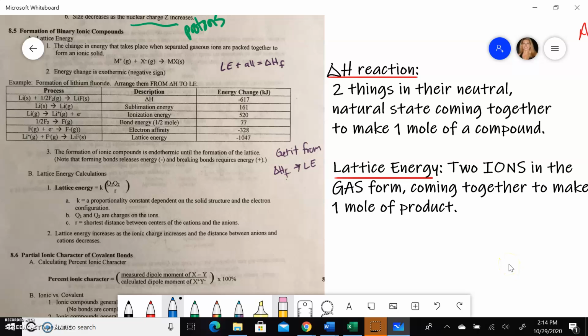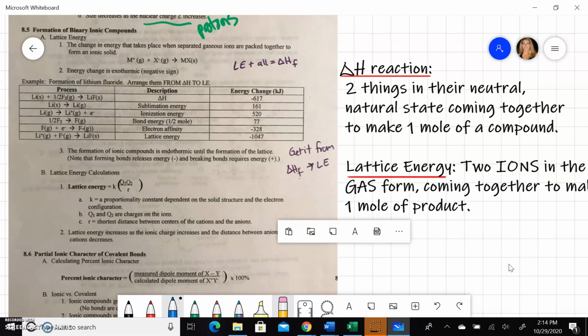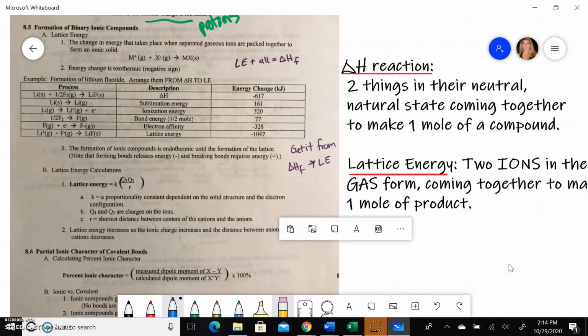All right, this is the last part of the first lesson for chapter 8. This takes a lot to explain how to do one of these lattice energy problems, so I wanted to do a separate video for this. So before we can start, you need to understand what lattice energy is.